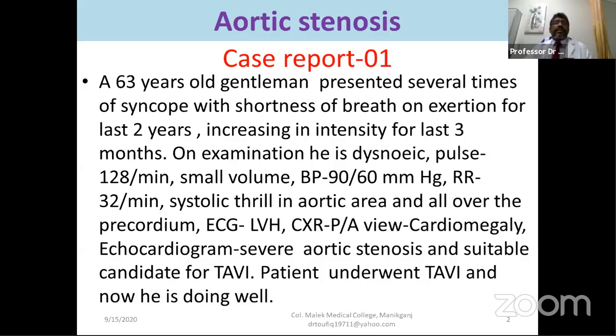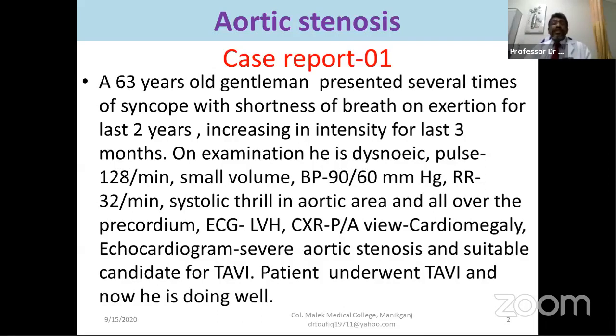A 63 years old gentleman presented with several episodes of syncope with shortness of breath on exertion for the last 2 years, with increasing intensity for the last 3 months. On examination, he is dyspneic, pulse 128 beats per minute, small volume, BP 90 by 60 mmHg. Respiratory rate is 32 per minute. He was advised valve replacement, and the patient underwent TAVI, and now he is doing well.